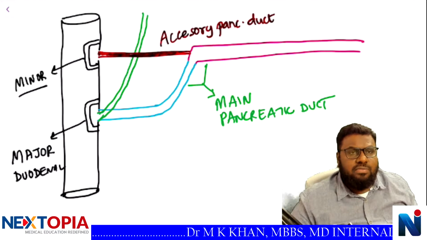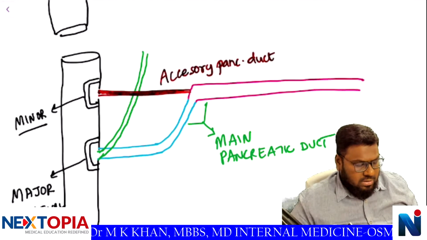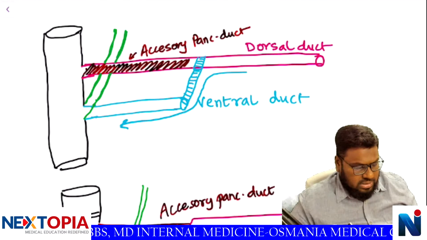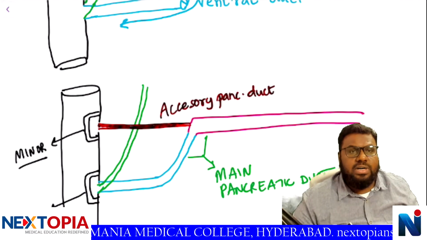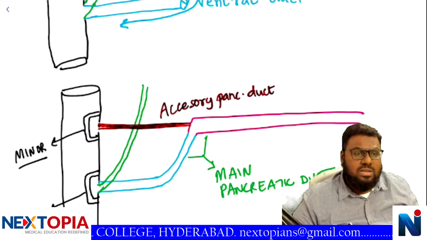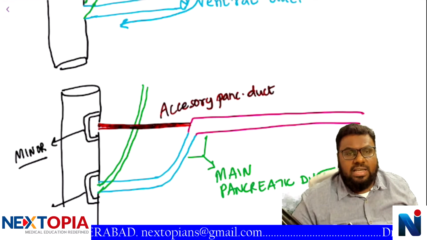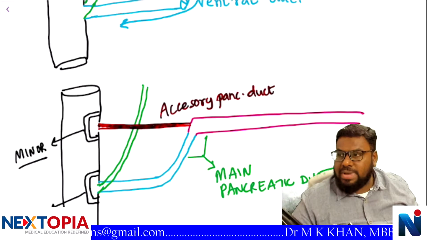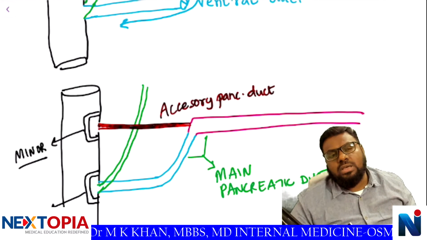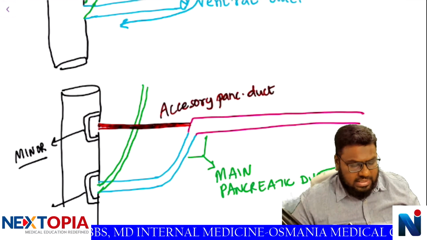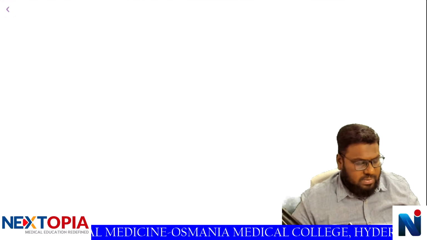So this is the formation of the duct system. You will have to remember, it's a very, very important clinical correlation. It has a lot of points you will understand in surgery, in the chapters of pancreas: the pancreatic calculus, acute pancreatitis, chronic pancreatitis. You will understand it better if you understand this embryological aspect.